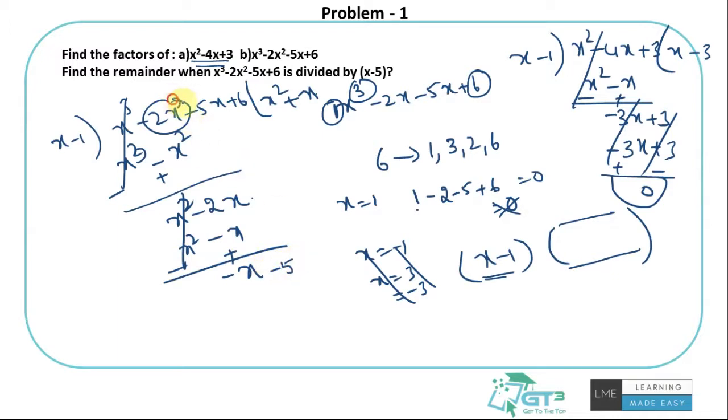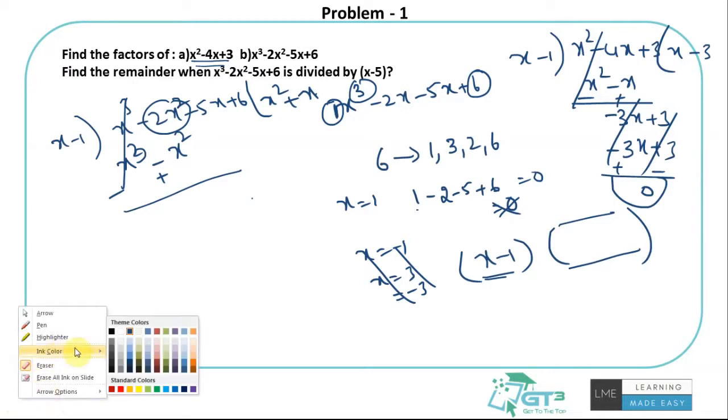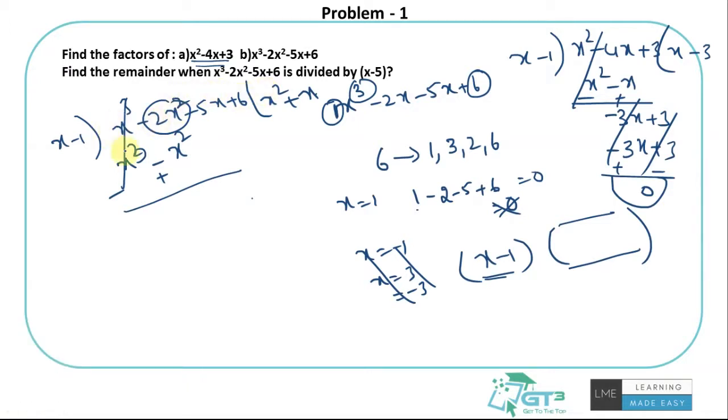Sorry, this is 2x square, right? My bad, I did a mistake here. I forgot that part. So that's going to give me the wrong answer. So let me do this. X cube, so x square. X cube minus x square, so from plus minus 2x square plus x square means it is minus x square. Minus 5x will be carried forward down.